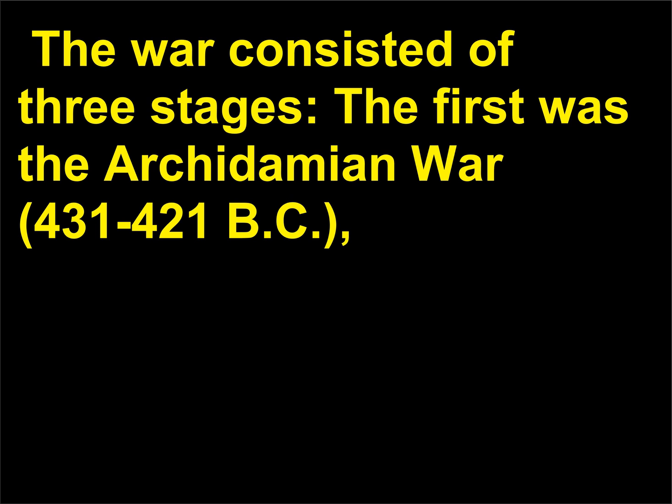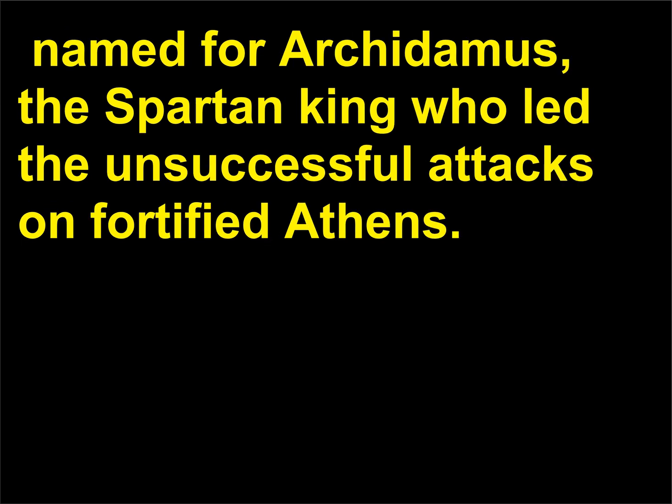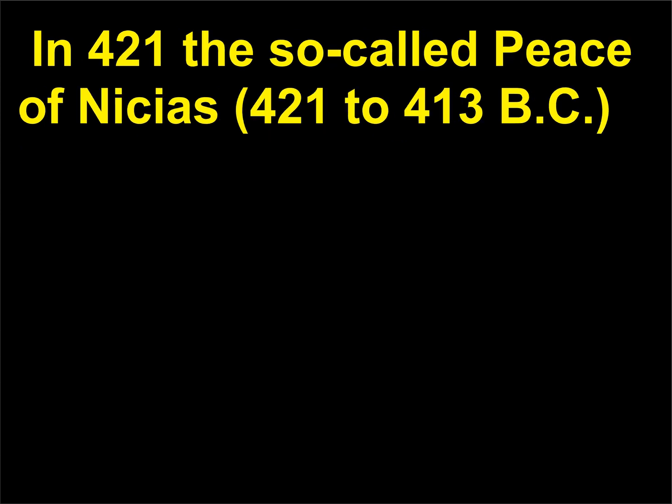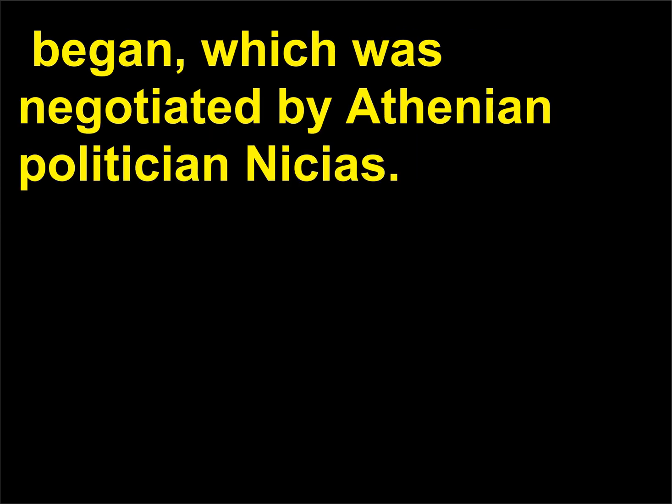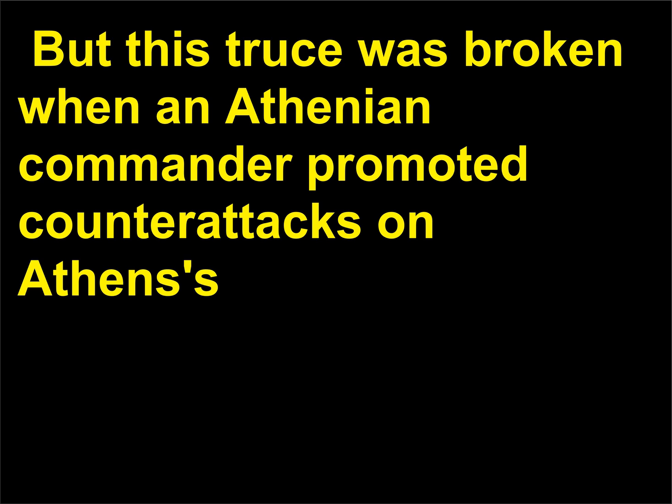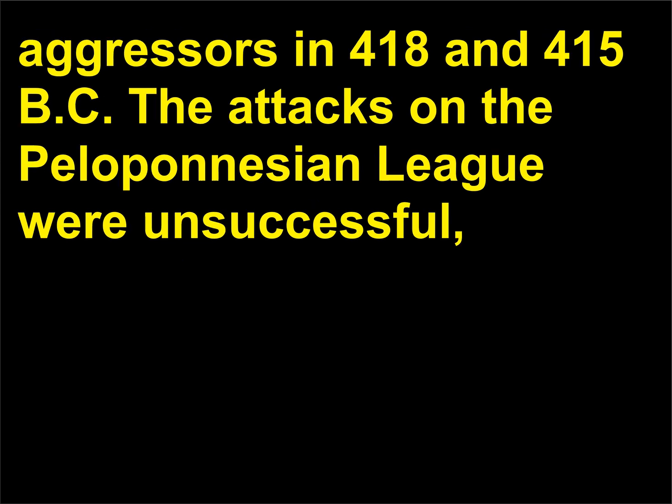The war consisted of 3 stages. The first was the Archidamian War, 431 to 421 BC, named for Archidamus, the Spartan king who led the unsuccessful attacks on fortified Athens. In 421, the so-called Peace of Nicias, 421 to 413 BC, began, which was negotiated by Athenian politician Nicias. But this truce was broken when an Athenian commander promoted counterattacks on Athens's aggressors in 418 and 415 BC.